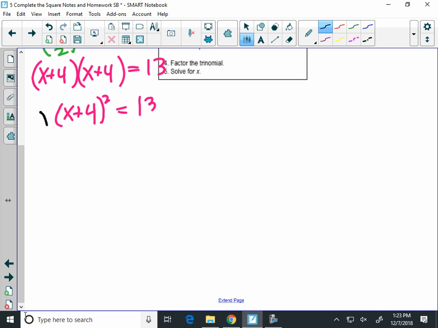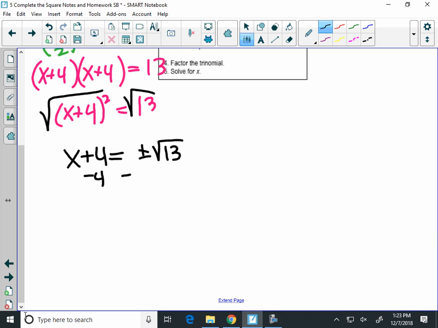All right, how do I start solving here? Square root it. So I'm going to square root both sides. The biggest thing to remember is when you take the square root, technically how many answers are there? 2. So you need to put plus or minus in front of the radical 13, because remember, we're finding the roots, the x-intercepts of the quadratic, and there's going to be 2 x-intercepts. So I need a plus and a minus. And then all I have to do is subtract 4.